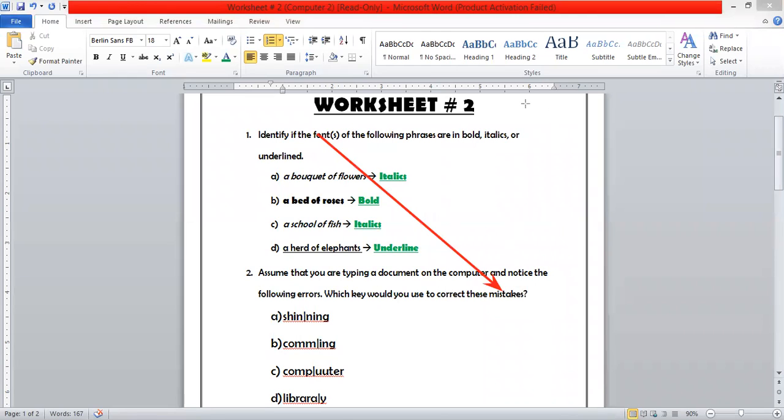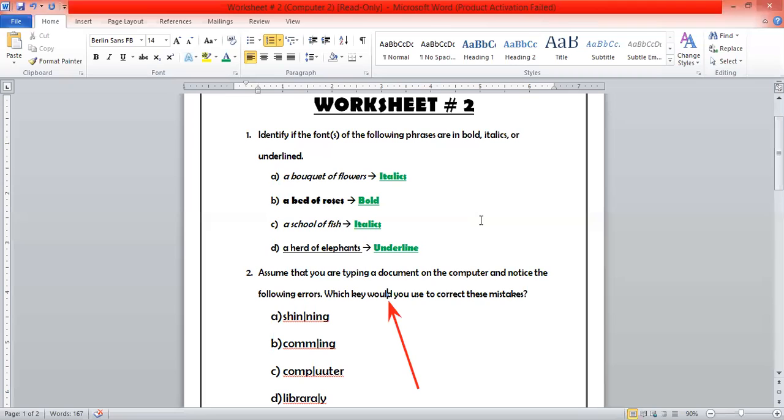For example, right now my cursor is blinking here. If you look at the red arrow, there is a flashing line. This flashing line is a cursor. It's blinking there. So I have two options to erase. I can erase it by using backspace or I can erase it by using the delete key.